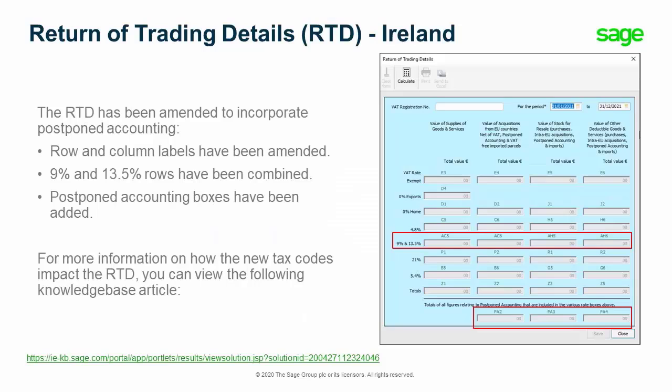In addition to the VAT return, there have also been some changes made to the RTD report. Row and column labels have been amended. As you can see, the last three column headers now contain wording around postponed VAT. The 9% and 13.5% were previously separate rows. However, they've now been merged into a single row. Plus we have the addition of boxes PA2, PA3 and PA4, which include postponed accounting totals.